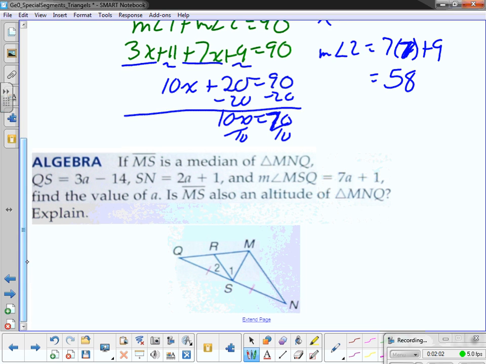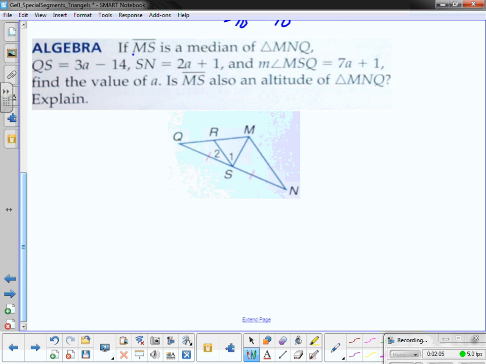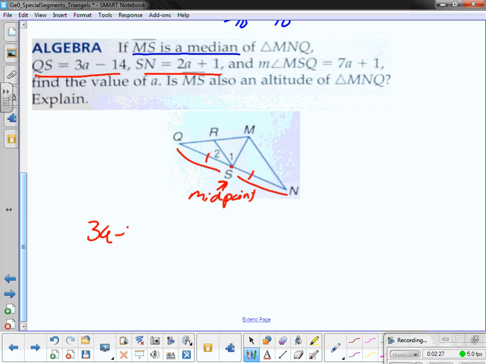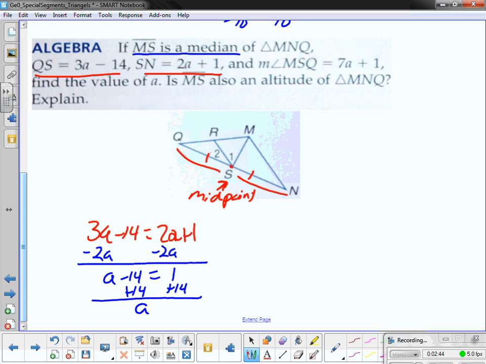Now they use the same figure, but they change up what it is. They tell us that MS is a median. If it's a median, that means we have two congruent sides because S is a midpoint. Well, if that's the case, QS and SN have to be the same length. So 3a minus 14 has to equal 2a plus 1. Now I just have to solve that. I'm going to subtract the smaller a, the 2a, from both sides. I get a minus 14 equals 1. Add the 14, and I get a equals 15.